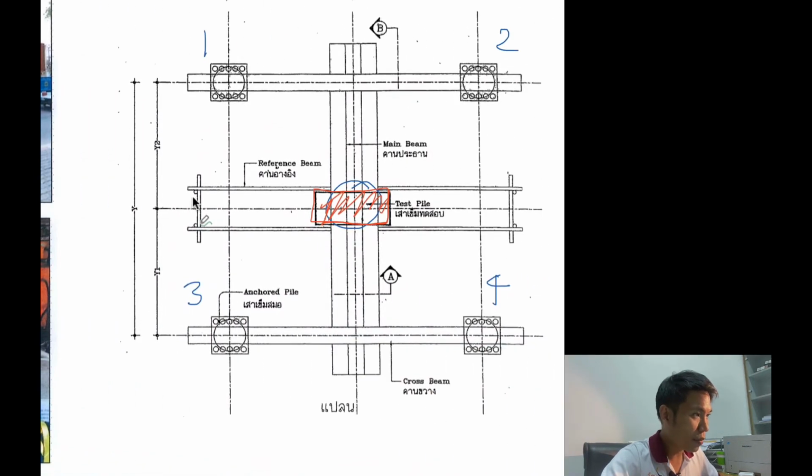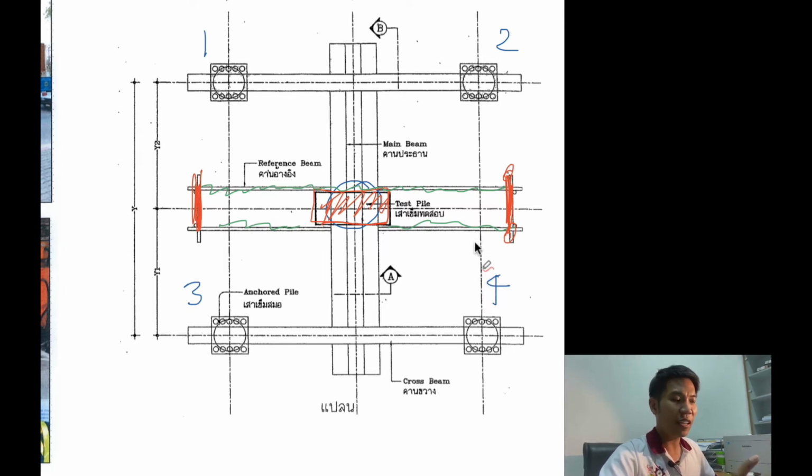The reference beam is somewhere around here. The support of the reference beam should be located quite far from the test area, to make sure that no kind of settlement occurs on the reference beam. Okay, so this one is the test program.